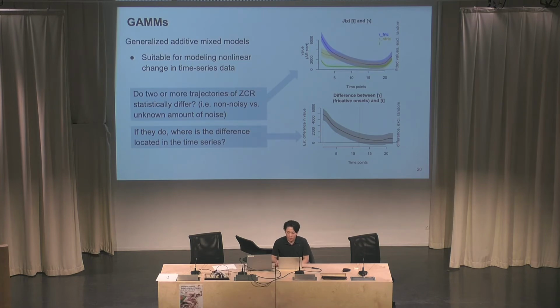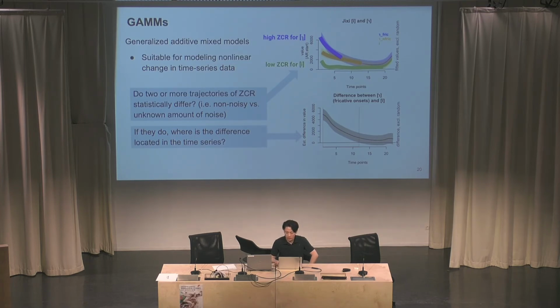It can find out if two or more trajectories of ZCR are statistically different. The result of the first step is presented in a fitted value figure, as we can see here above. The x-axis represents the normalized time. The y-axis represents the ZCR per second. When the ZCR is low, for the high front vowel E, we can see a low flat trajectory. And when the ZCR is high, here for the apical vowel, we can see a high descending pattern. The second question answered by the GAMMs is where the difference is located in the time series.